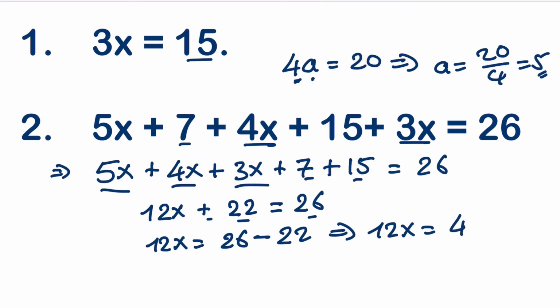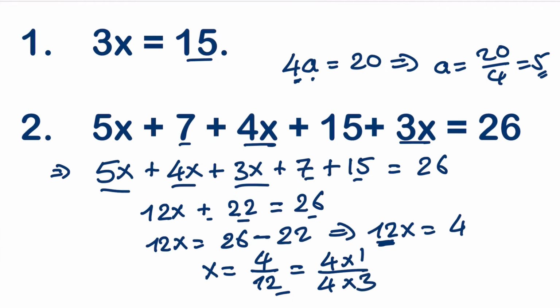So if we want to have x, we divide by the coefficient. We want x to be alone, so we need to divide by 12. So x will be equal to 4 divided by 12. This is a fraction, and we can simplify. 4 is the same as 4 times 1, and 12 is the same as 4 times 3. We can see that we can simplify. 4 and 4 will cancel out, so we'll be left with x is equal to 1 over 3, 1/3.